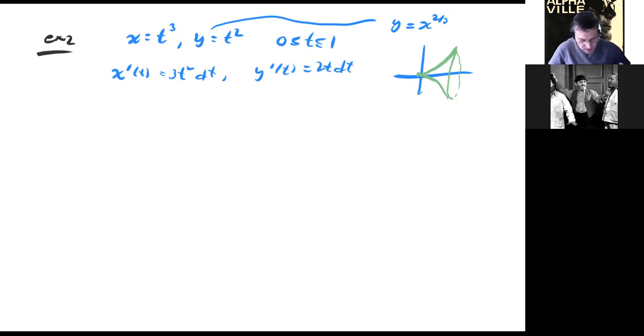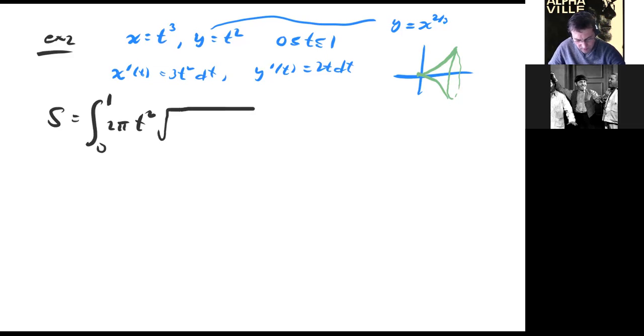Okay, so now let's compute. The surface area is the integral from 0 to 1 of 2 pi times y, which is t squared, times the square root of the square of x prime of t, so that's 3t squared quantity squared, plus y prime of t quantity squared. Oops, there's no dt here. This is x prime of t and y prime of t. So 3t squared quantity squared plus 2t quantity squared dt. Okay, and you're left with something that looks like a bit of a mess.